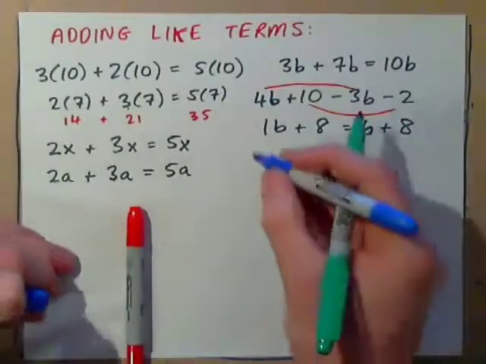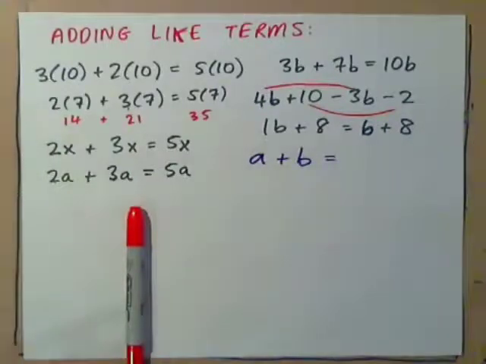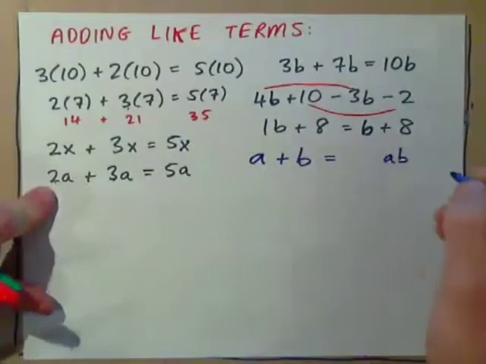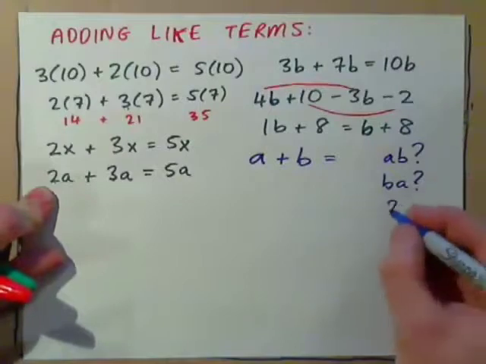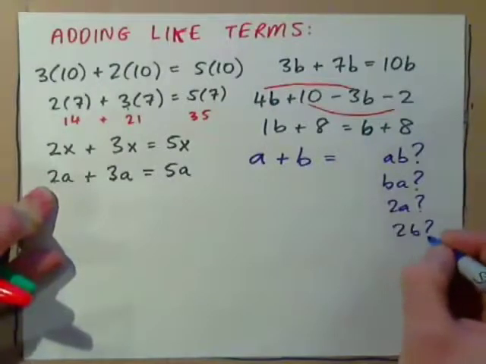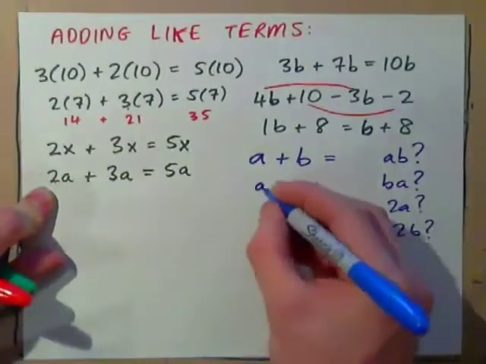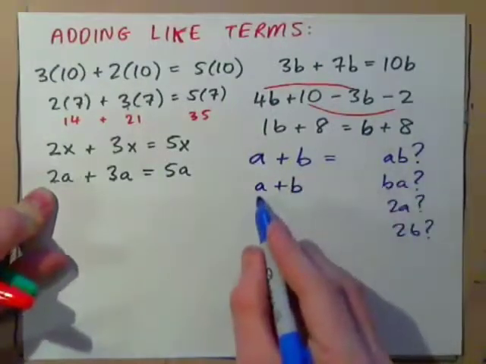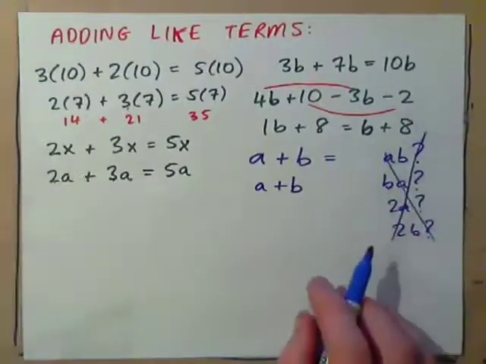In fact, what is this? Write down the answer. a plus b equals, apple plus banana equals what? An apple added to a banana. Is it equal to apple banana? Or banana apple? Or is it two apples, or is it two bananas? What is an apple plus a banana? Is it just an apple plus a banana? Is that as simple as we can get it? Well, yes, it is. You can't make it any simpler. That's it. So there's no simplification to be done.